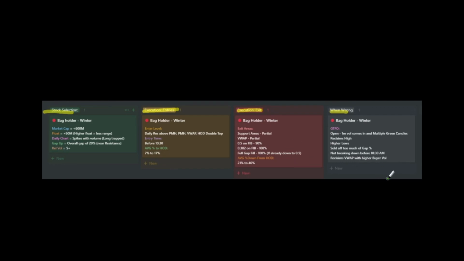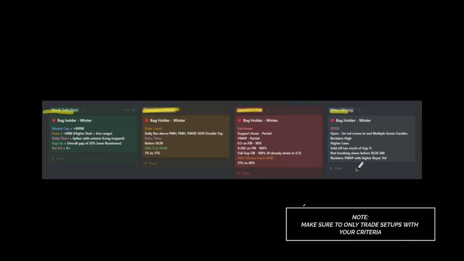Sold off too much of the gap. This is the thing that's been killing me recently, is a lot of these stocks have been dying a lot in pre-market, and I try and short it way too early. It doesn't have enough range and it bounces on me, and I'm just taking losses for no reason, giving back money, and yeah, this is a big issue of mine at the moment.